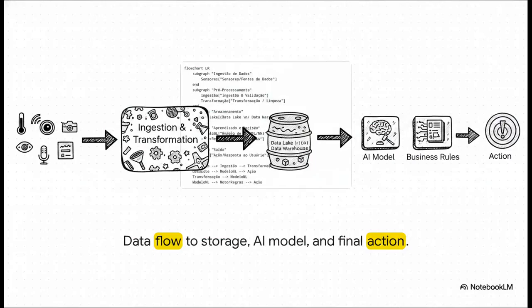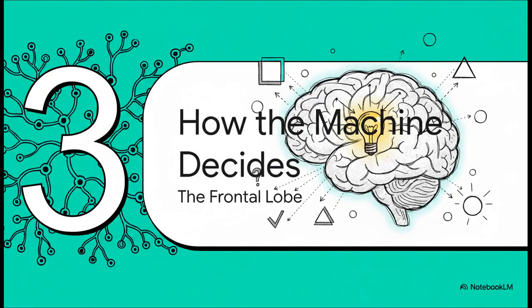And this flow is brilliant because you can clearly see the progression. You've got sensors feeding raw data straight into the ingestion and transformation blocks, which then dumps everything into a central storage lake. From there, it feeds right into the machine learning models and business rules, and those models spit out the final action. Honestly, every intelligent system, no matter how complex it seems on the outside, fundamentally relies on this exact plumbing. Which brings us to part three, how the machine decides.